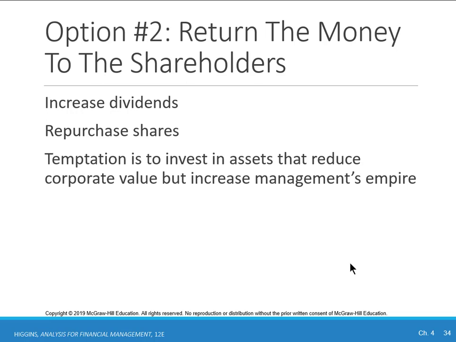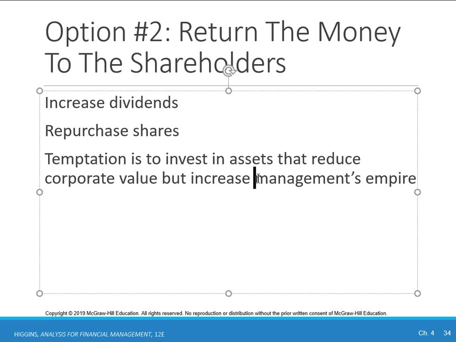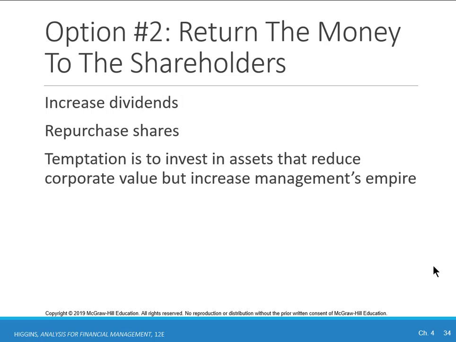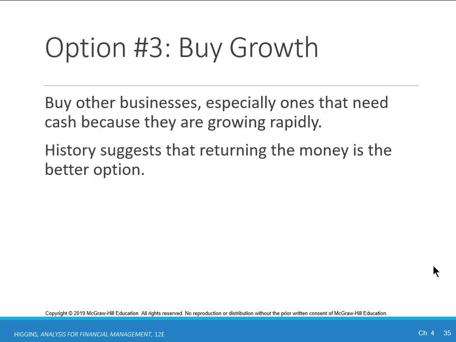Now, the temptation of management, though, is to take this money and invest it in assets. But again, if you think about it, we say we don't need more assets, right? We just know we're out of balance with the growth rate, right? So we don't need more assets. So what management might be trying to do is what we frequently refer to as increase management's empire, right? Just make the company bigger. We could buy growth. We can buy other companies, maybe ones that need cash because they're growing rapidly, right?